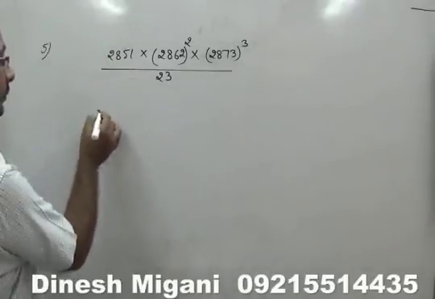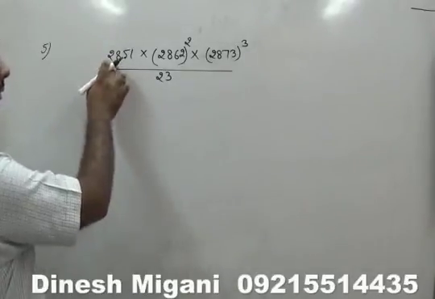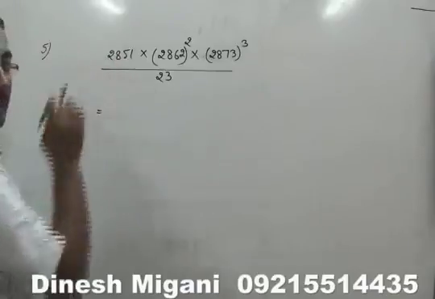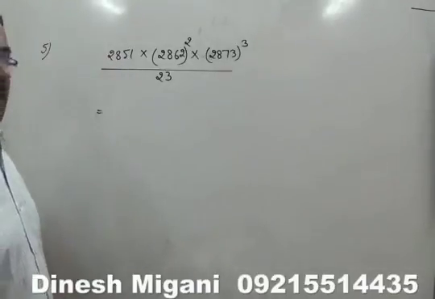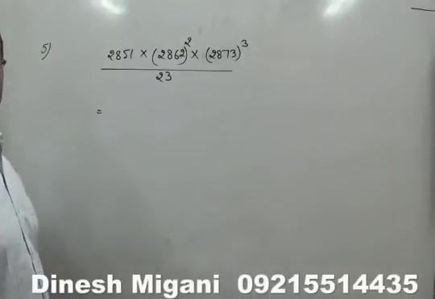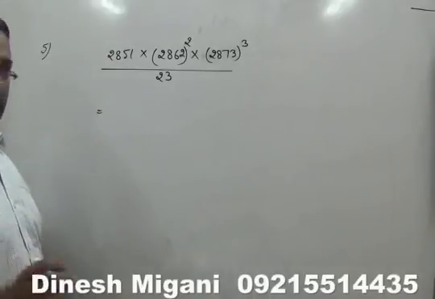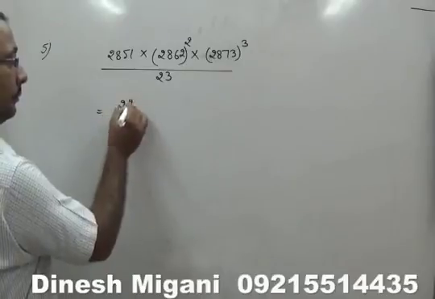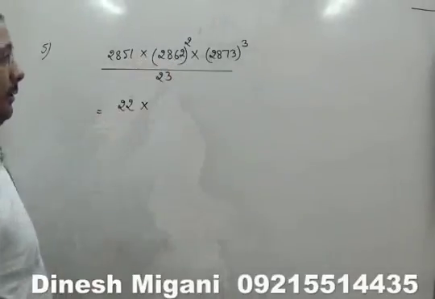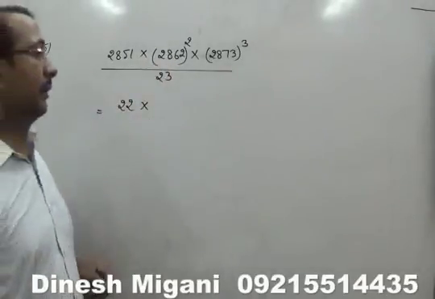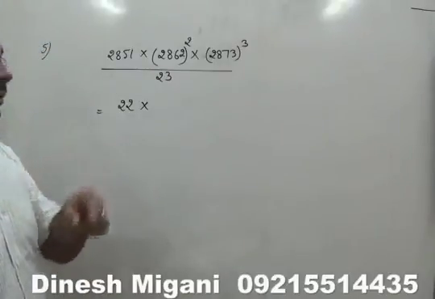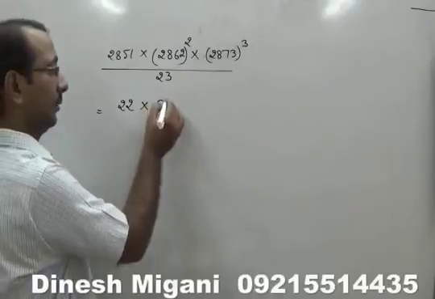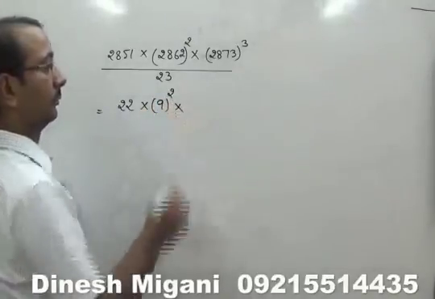2851 by 23, it will go on 1. Right? I am getting 55, it will go on 2, 46, 91, 21, 3. So I am getting 69, my remainder is 22. Similarly here, if I divide 28 by 23, it will go on 1, 26, it will go on 1, 32, it will go on 1, remainder is 9, I make it as 9 square into.